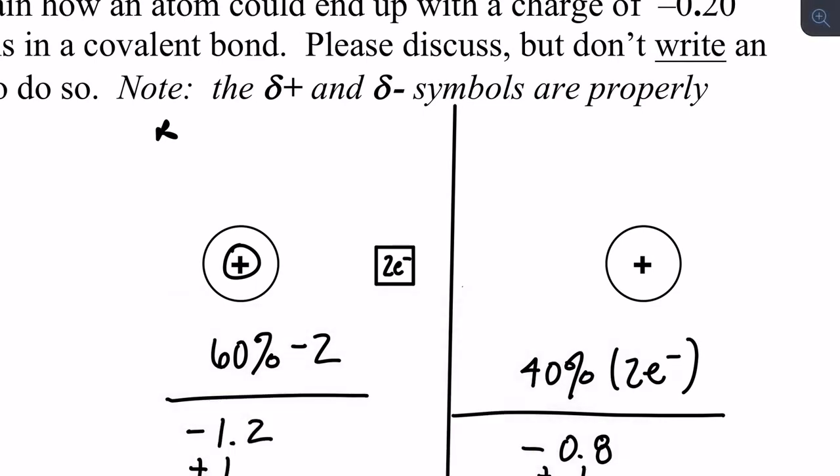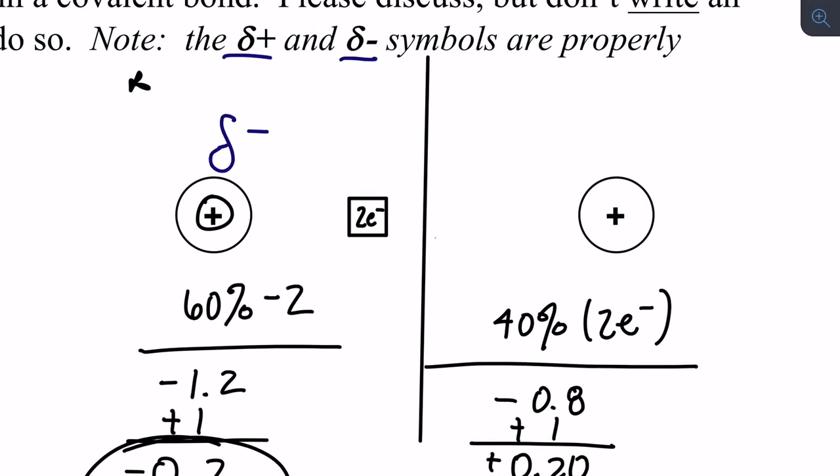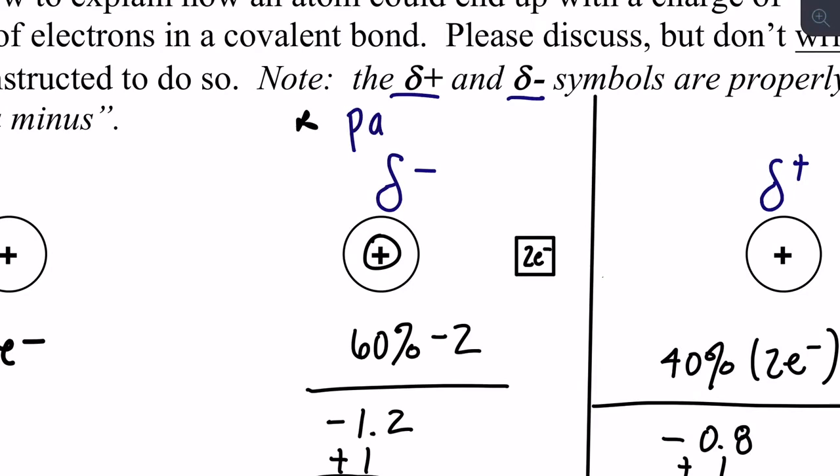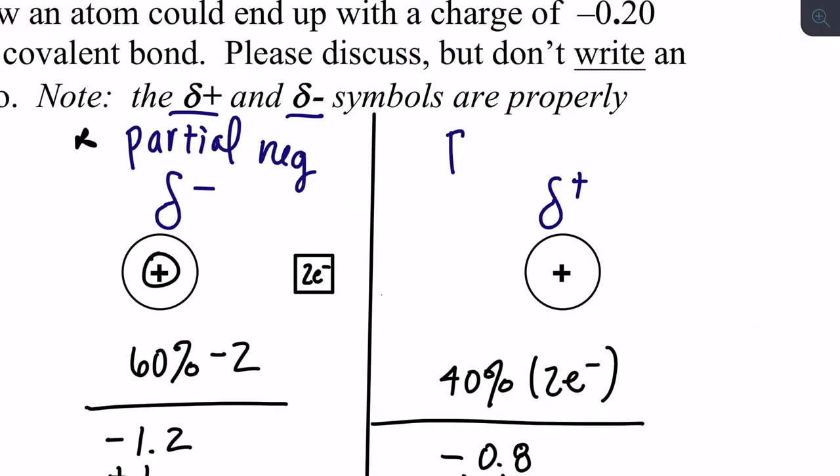This is where we use these signs called delta. This sign is a little bit negative, so that gets a delta minus sign because it's slightly or partially negative. And on the right side, it's partially positive. So that's what these mean. Partial negative and a partial positive.